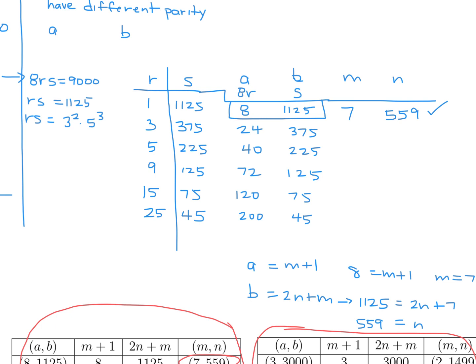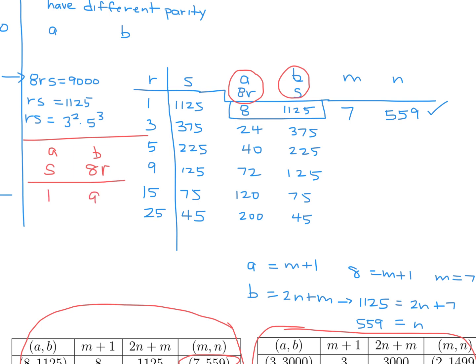R and S. For example, here I had put A is equal to 8R and B equal to S. But you can also do the other way, which is A is equal to S and B is equal to 8R, right? So, for example, A is equal to S and B is equal to 8R, and A and B multiplied together is 9,000, right?